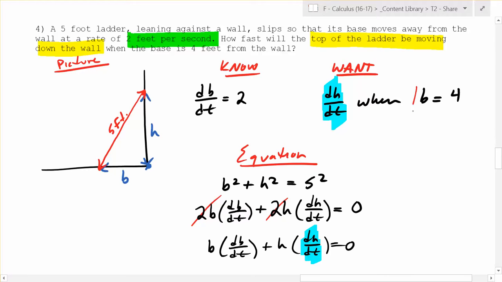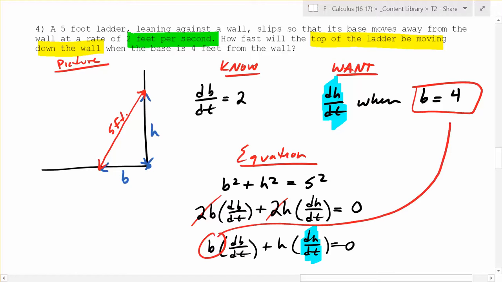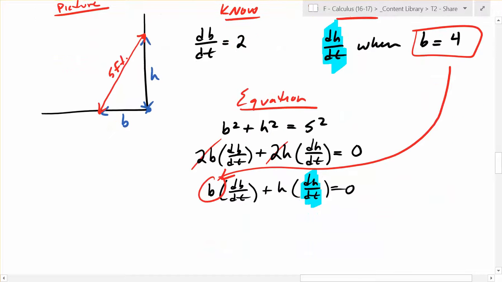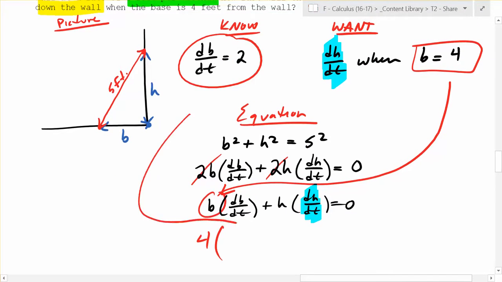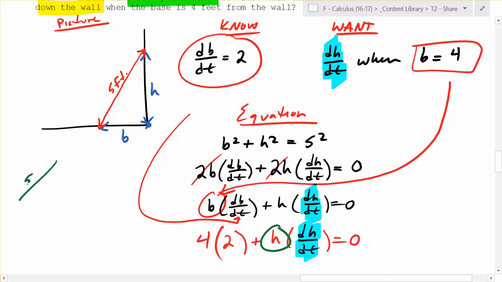So the first thing is when b is 4. So where can we plug that in? Plug that in for b, right there. So we have 4. Do we know what dB/dt is? Oh yeah, that's right there. It's 2. Plus h times dh/dt equals 0. So what's the one thing we still have to replace in there? We need h when b is 4. We know the ladder is 5, and the base is 4. So what's h going to be?